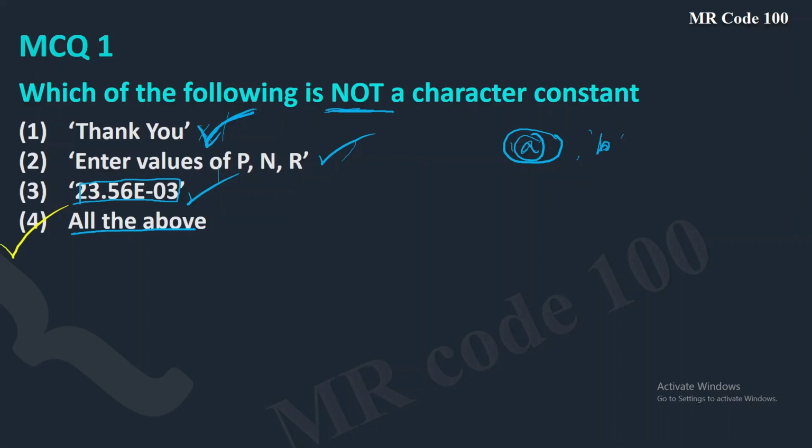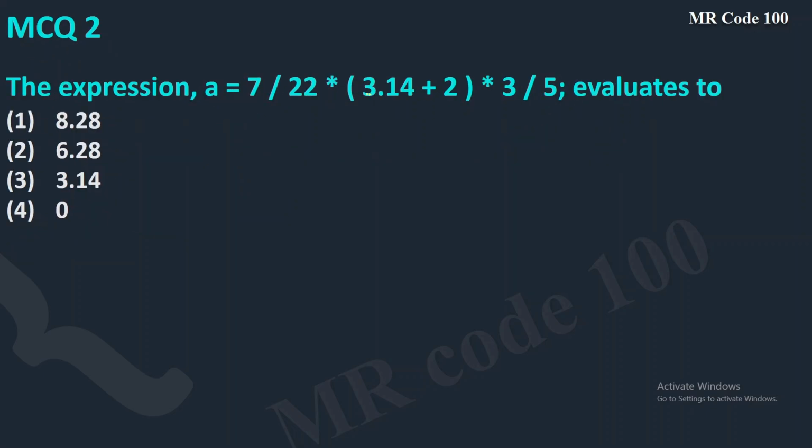Okay, coming to the next portion, MCQ2. Here is a math equation. Can you see? A equals 7 into 22 multiplication bracket. Now tell me, where should we start from? As I have already said, the priority of bracket is the greatest. So we'll start from this portion.